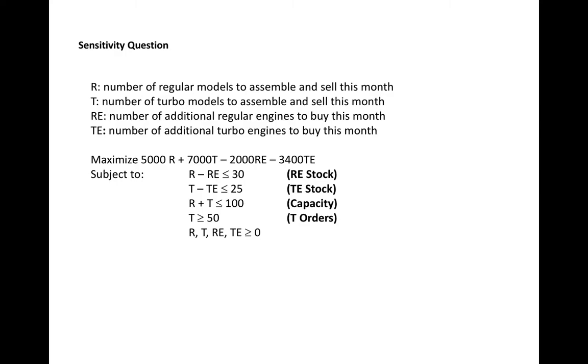First question, here is the formulation. This problem has four decision variables. R is the number of regular models to assemble. T is the number of turbo models to assemble. RE is the number of additional regular engines. TE is the number of additional turbo engines. The goal of this problem is to maximize the profit.